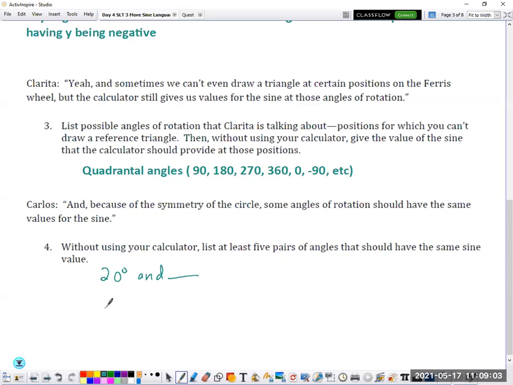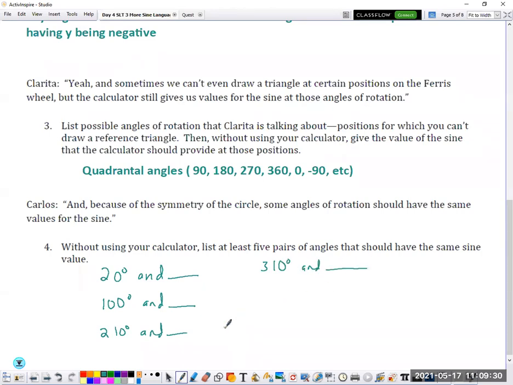And then we could have 100 and blank. We could have, let's go with 210. I'm just going to try to keep them nice, like multiples of 10.